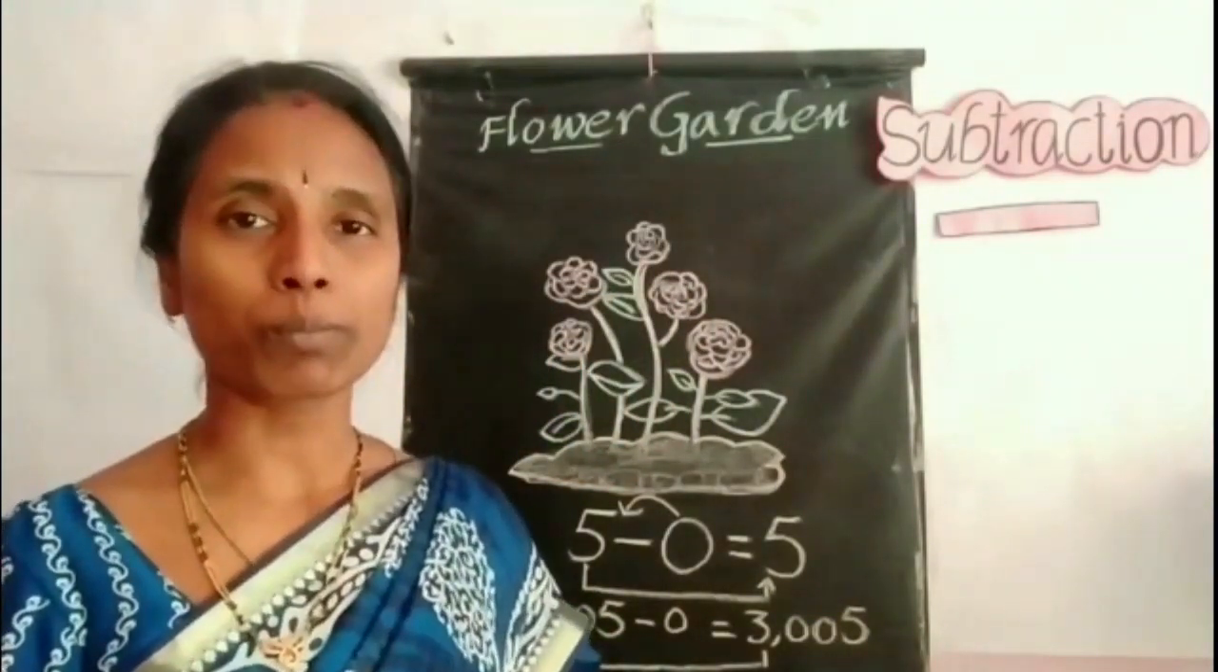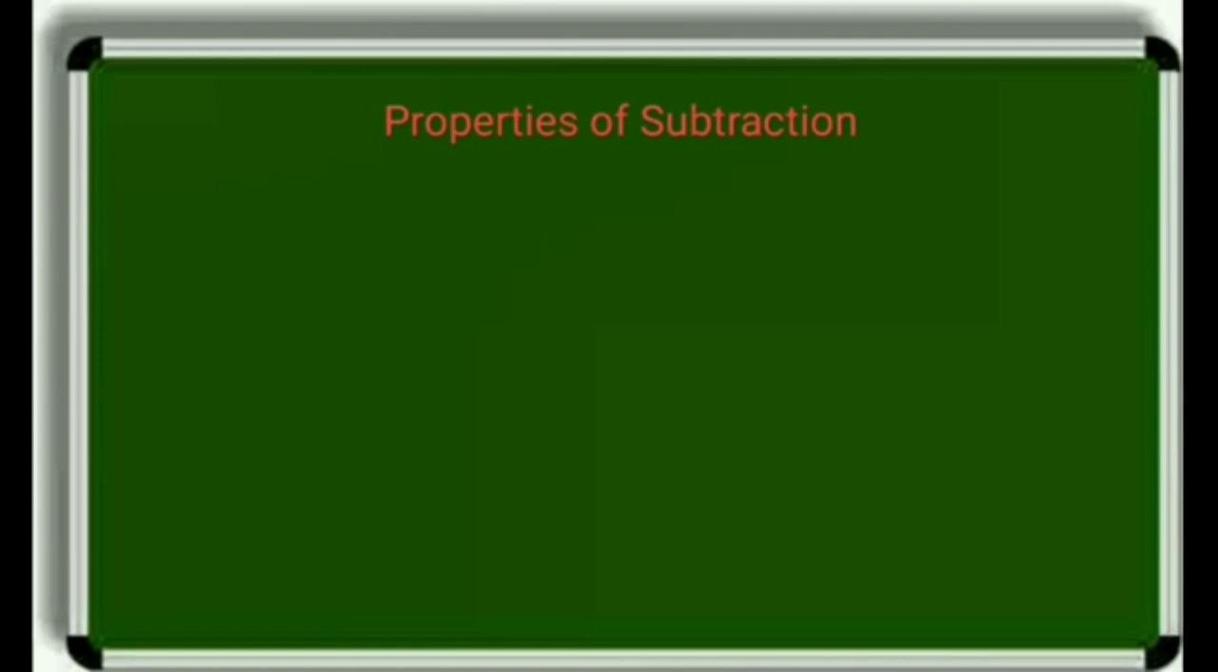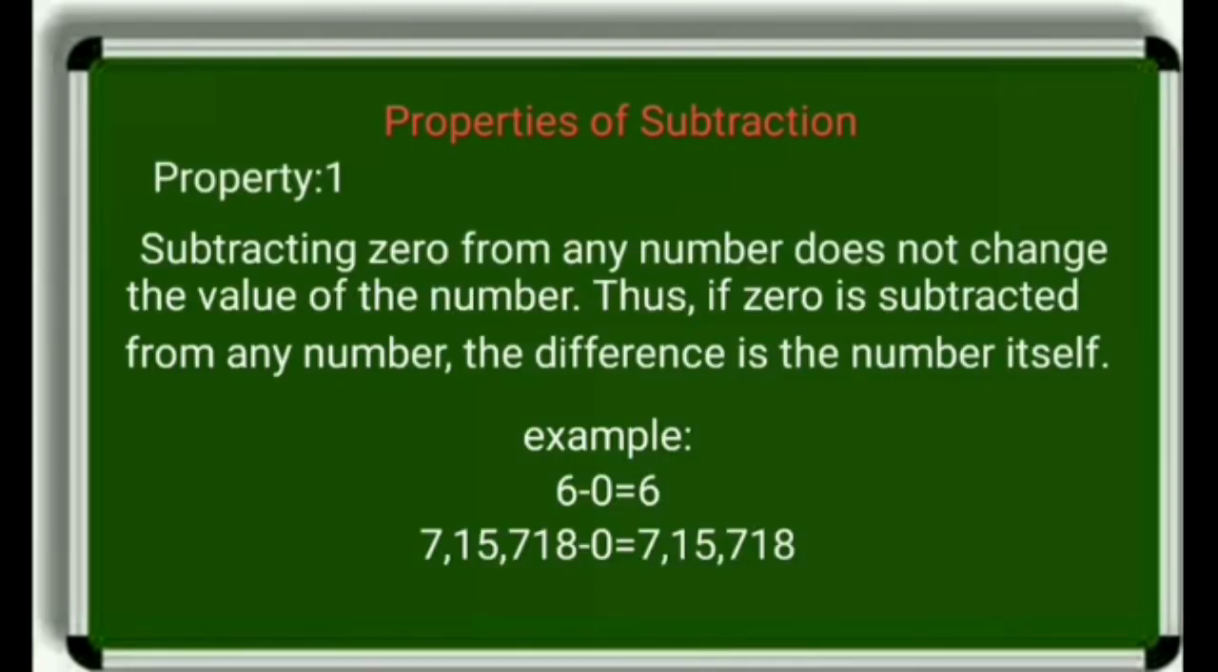Let us see the property. Children, properties of subtraction. Property 1. Subtracting 0 from any number does not change the value of the number. Thus, if 0 is subtracted from any number, the difference is the number itself.